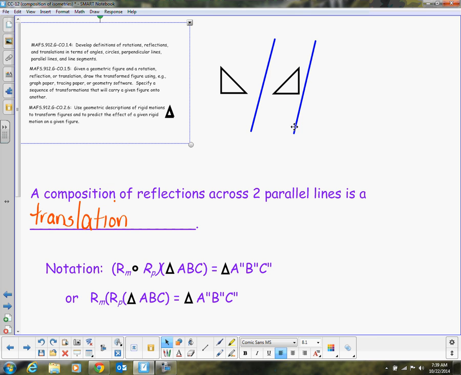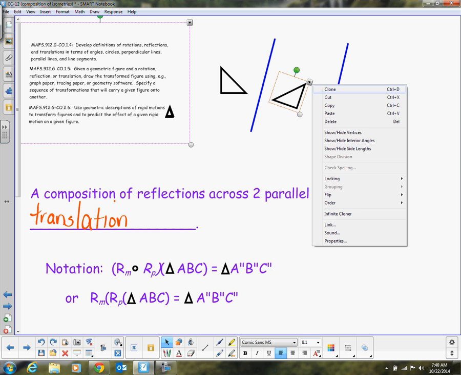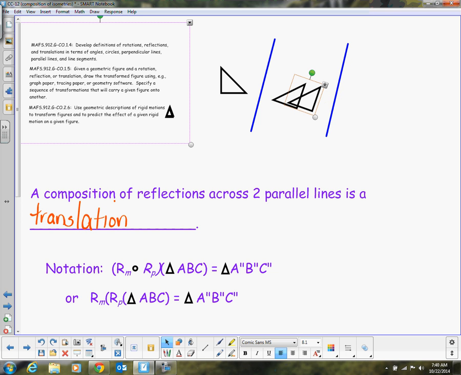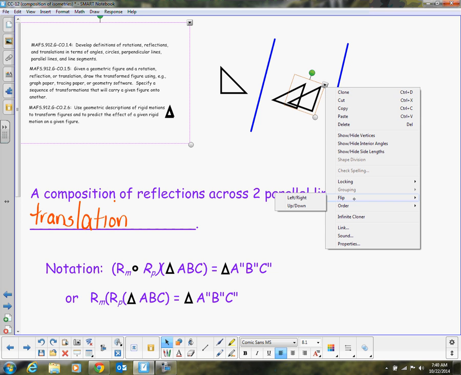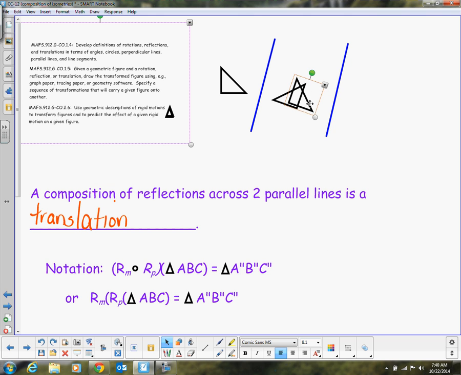Does that look about, actually that's not really well reflected, is it? Is that more well reflected-ish? Does that look more like a reflection? Okay. So now if I were to take this and clone it, and flip this over this line, does that kind of sort of look like a reflection? Does that look about equidistant?